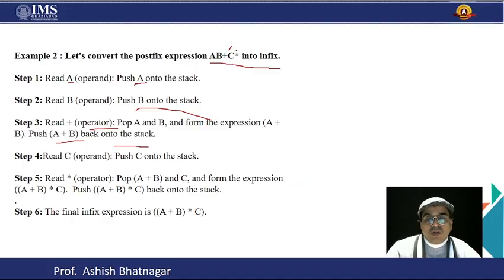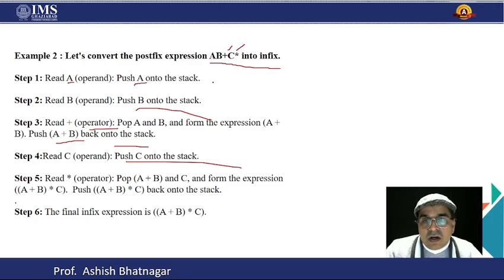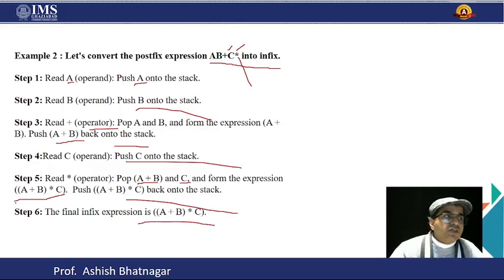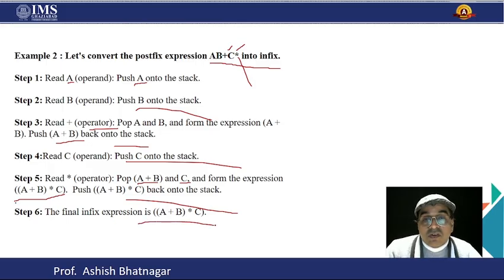Okay, next comes another operand, which is C. According to the algorithm, we push the operand C onto the stack, and after that we find the star. Star is an operator, so we pop A plus B and C from the stack, and form the expression A plus B into C. So push A plus B into C back onto the stack. This is the final expression, and it is in infix notation.